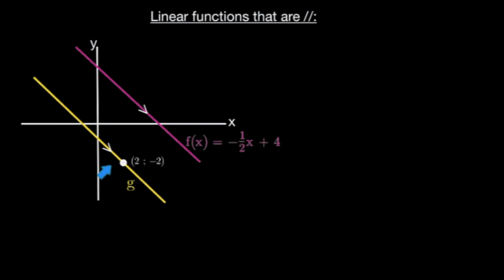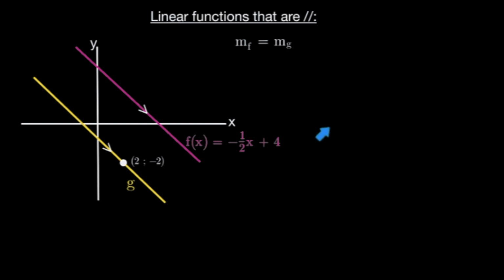And what does this information teach us? Well, when two linear functions are parallel, their gradients are equal. So in other words, we have the gradient of this purple line, which is minus a half. And because this purple line is parallel to this yellow line, we know that the yellow line will have the same gradient. So the yellow line's gradient will also be minus a half.